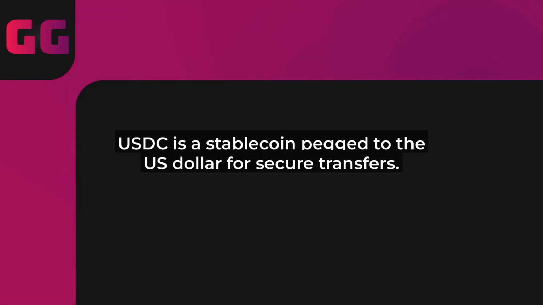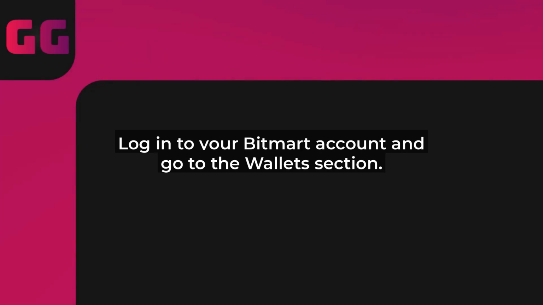Before we start, make sure you have a verified account on both Bitmart and Coinbase Wallet, and that you have some USDC in your Bitmart wallet. Also, double-check that you're withdrawing to the correct wallet address to avoid any losses. Crypto transactions are irreversible.